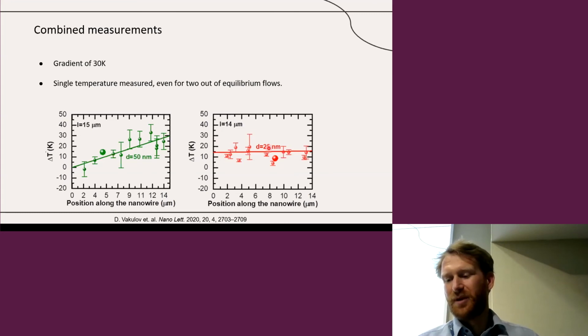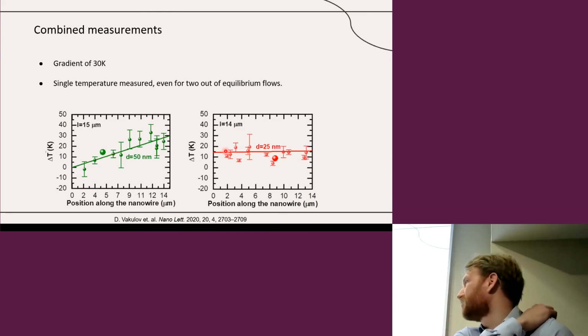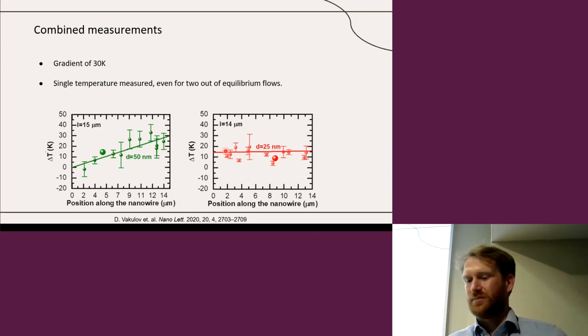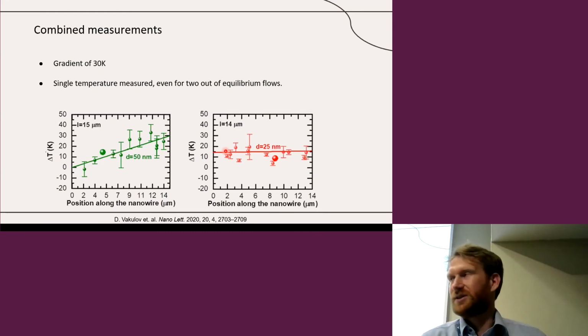But the interesting part, I think, was that for the thinner wires, we measured that there was no temperature drop at all along the wire, which was a further confirmation that we were dealing with lossless heat transport within this system. So that is a unique measurement that we wouldn't have been able to do with any of the existing techniques yet.